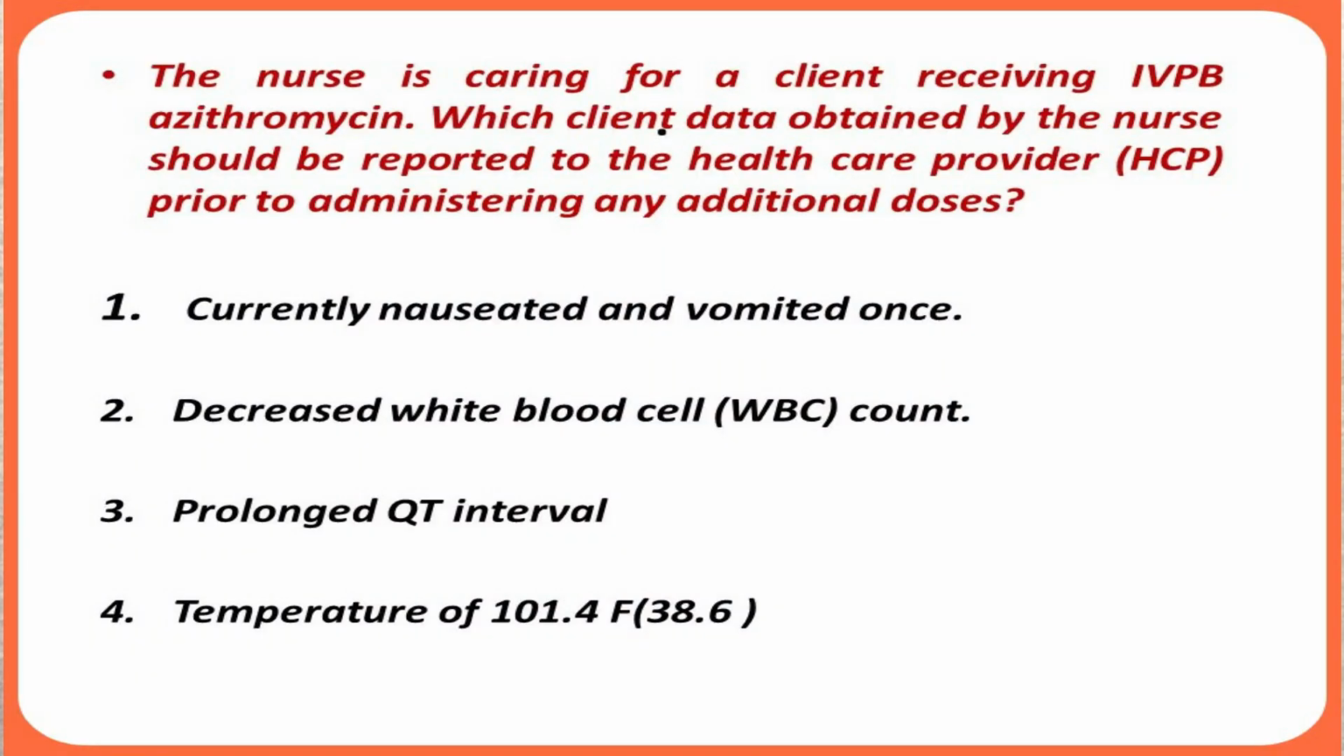So we'll see what the options are. Option 1 says currently nauseated and vomited once, decreased white blood cell count, prolonged QT interval, temperature of 101.4 degrees Fahrenheit. So out of these options, which one should be informed to the healthcare provider before administering another dose of azithromycin? What do you think?